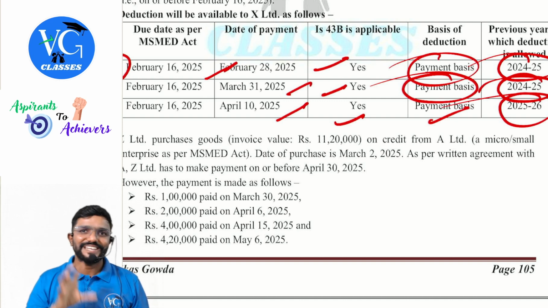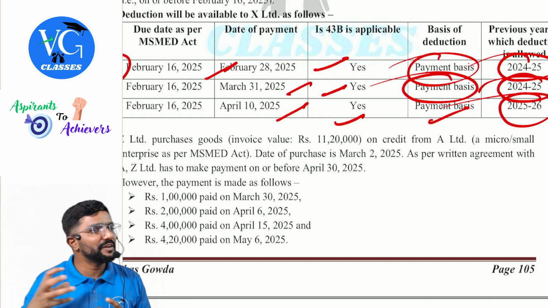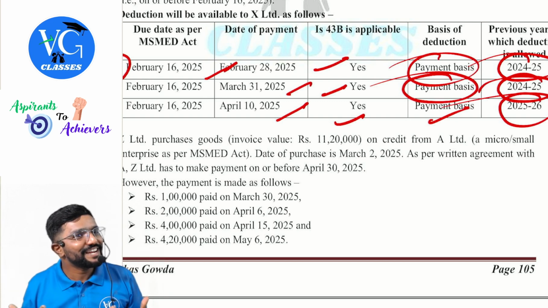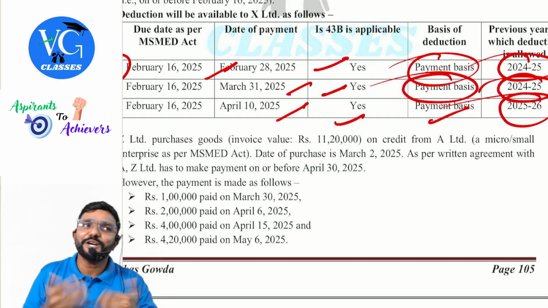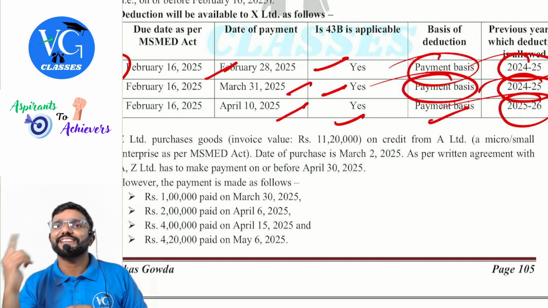So in simple terms, what I am trying to convey here is, even if payment is not made within the due date but made within 31st March, can I claim it? Yes, on payment basis. Sir, if payment is not made within the due date and is made in the next year, when can I claim it? Next year.